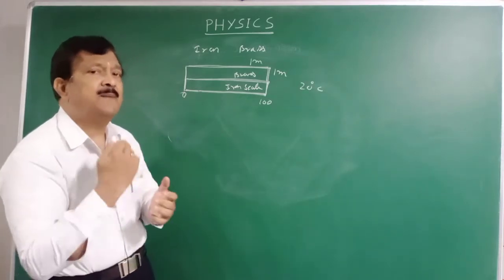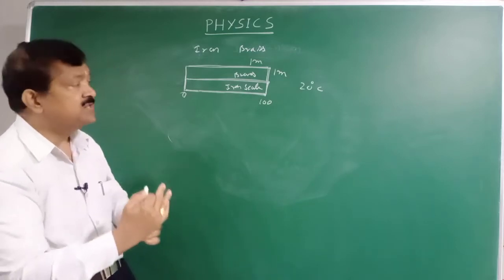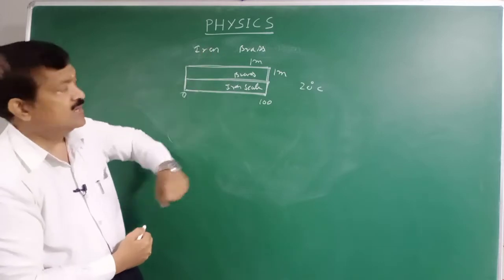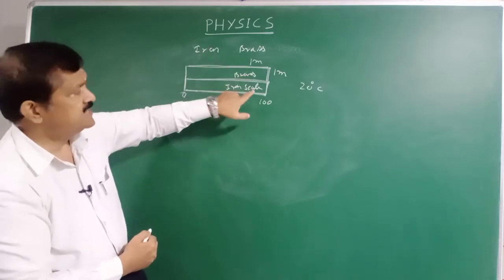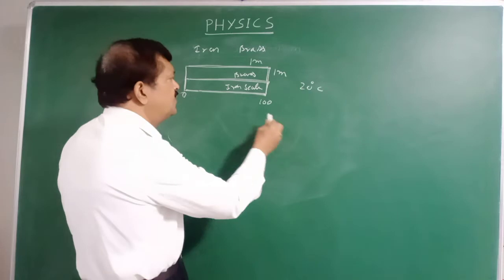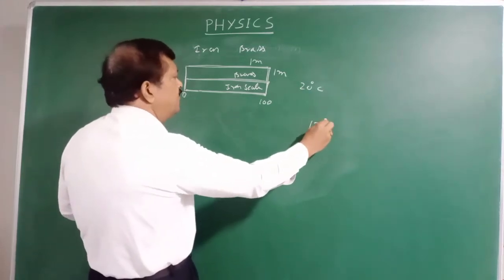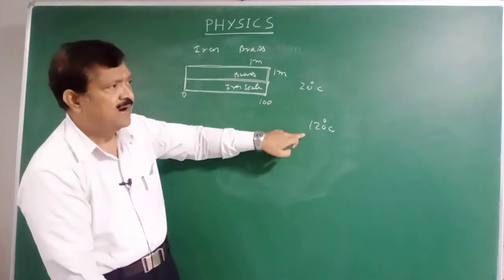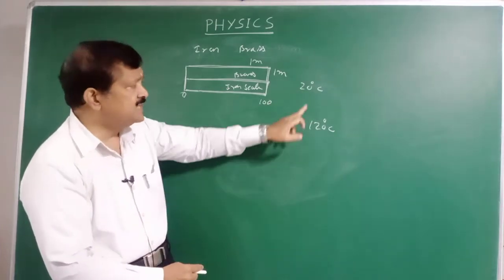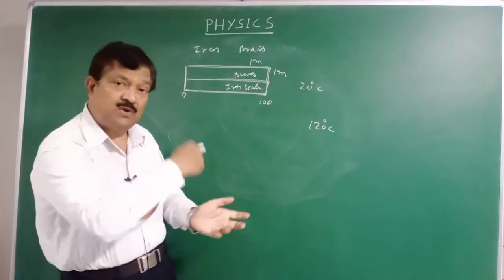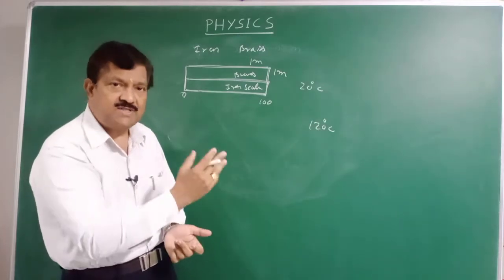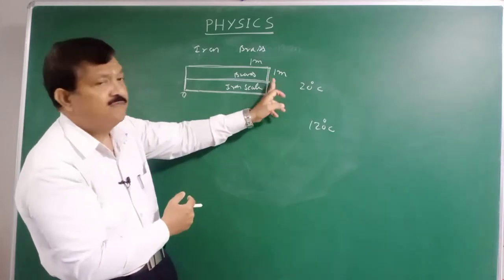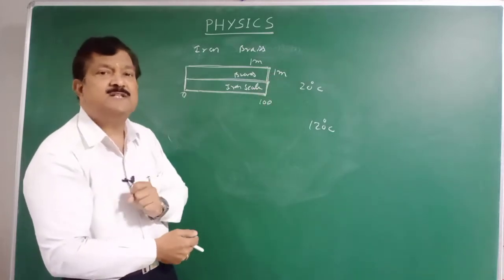Now let us suppose we have increased the temperature of both the brass rod and the iron scale to some high temperature, around 120 degrees centigrade. Clearly there is a change in temperature of 100 degrees centigrade. Because of this change of temperature, both of them will expand. Brass expands more than the iron, because of the larger value of alpha.